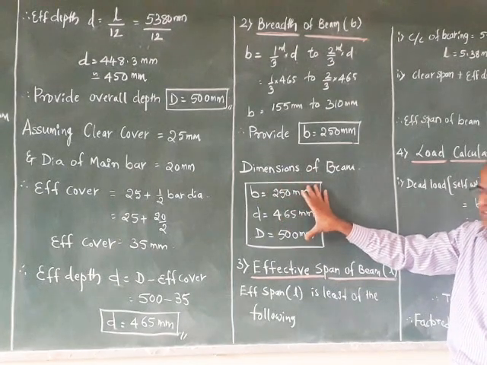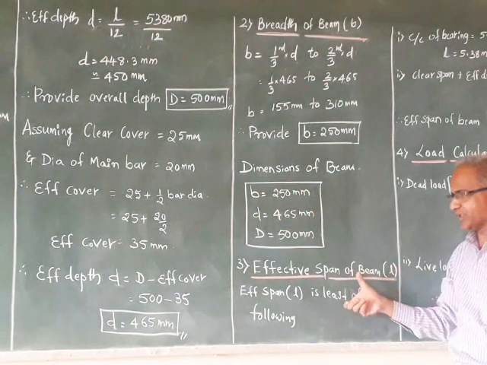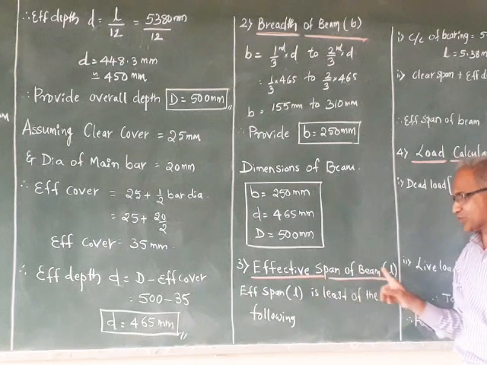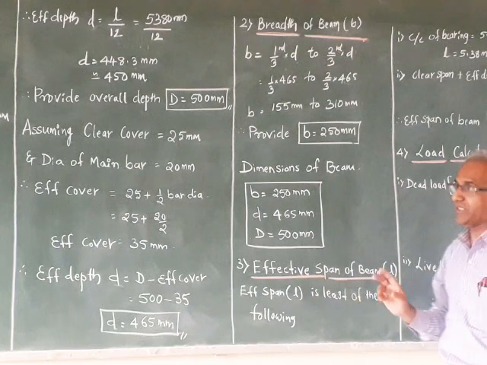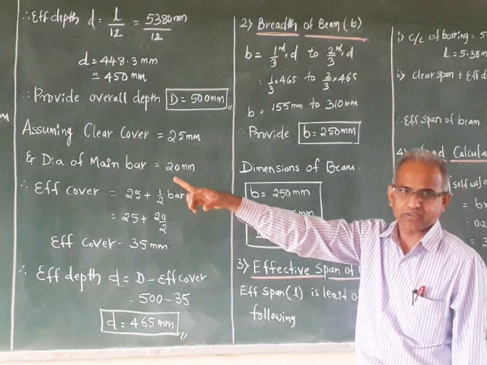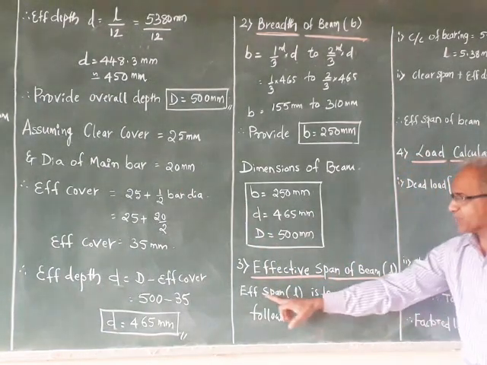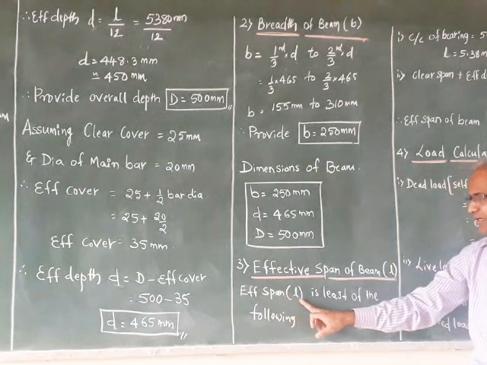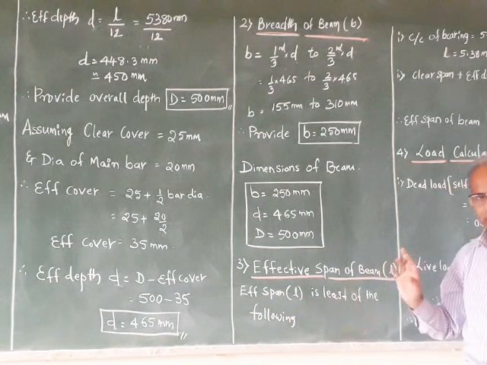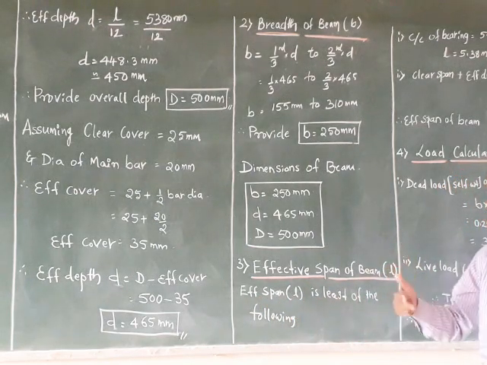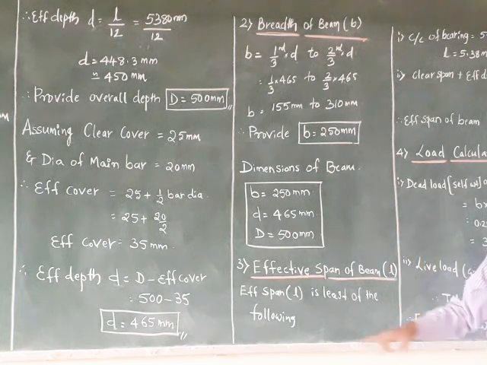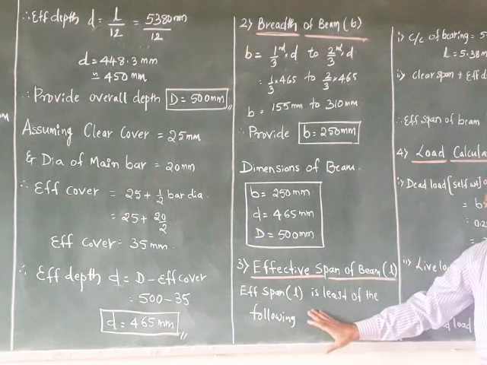Once you find out the dimensions, next go for the third step, that is effective span of the beam. Okay, initially we have calculated it, but one more criteria we have to consider. So what is effective span? Effective span is least of the following. There will be two criteria. Out of these two, whichever is the lesser value, that will be the effective span.